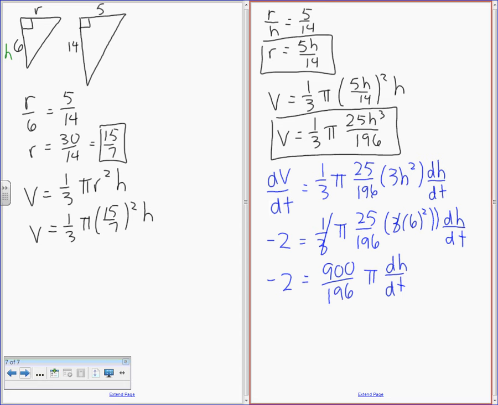We're looking for the rate of change, though. That's what we're looking for. It's like the change in height. So then dh by dt I'm having as negative 392 over 900 pi. I'm sure that can be reduced. Give me that in a decimal and we'll see if we get the same answer as I have here.